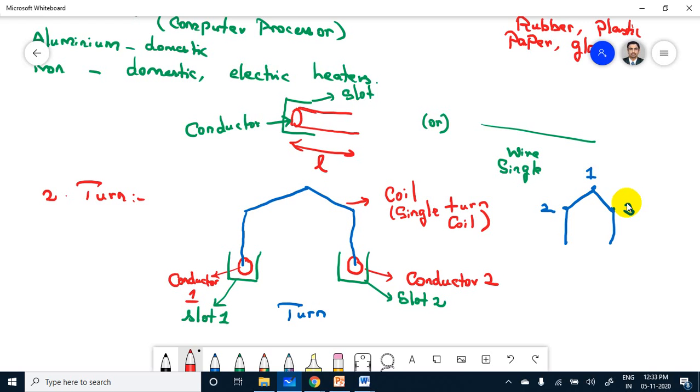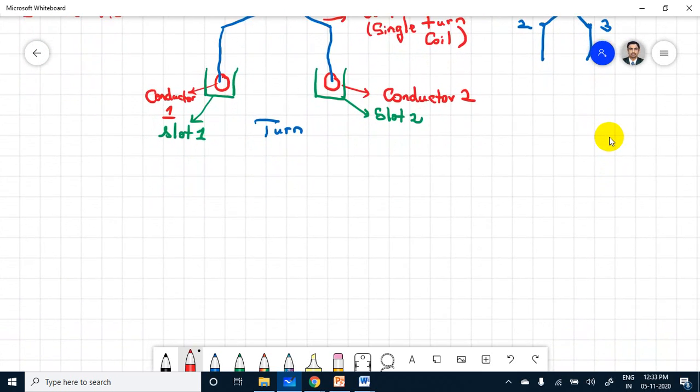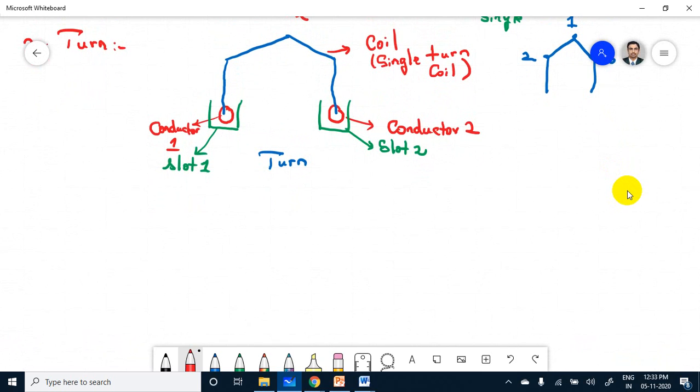In that, I am taking only one wire which is connected between conductor 1 and conductor number 2. So we have to call it a coil. What type of coil? A single turn coil. And how the multi-turn coil should be, we have to draw.